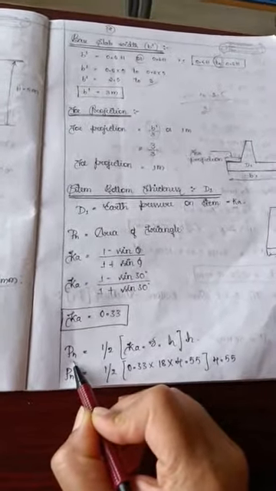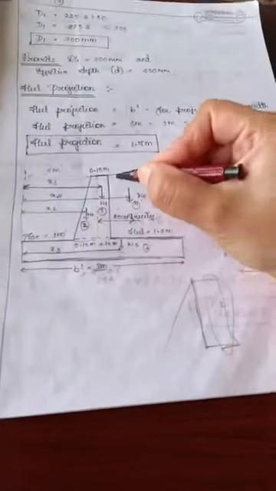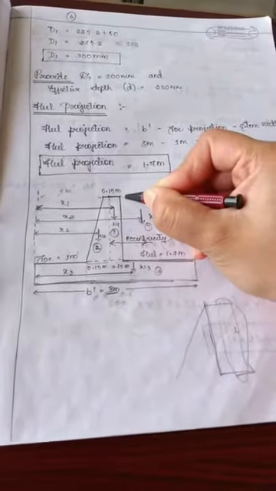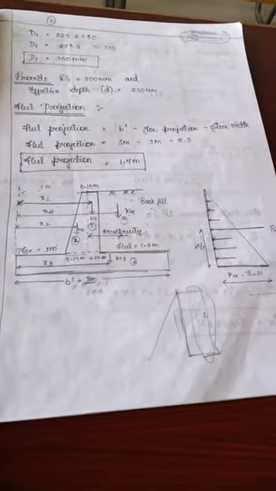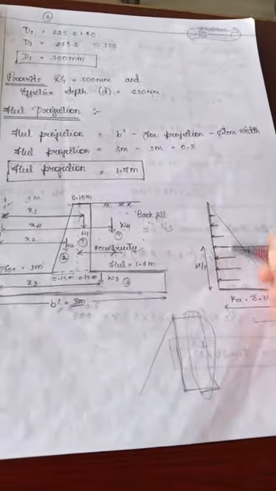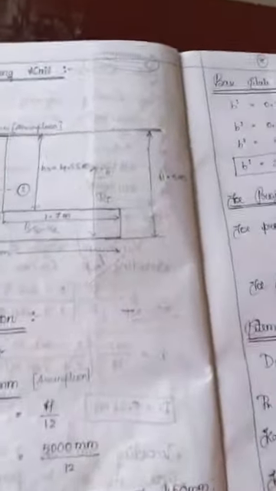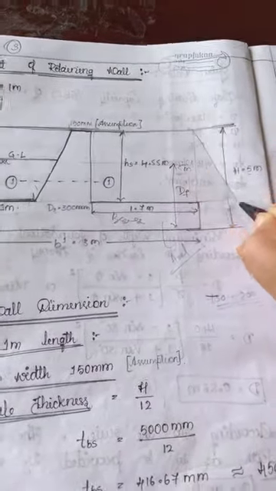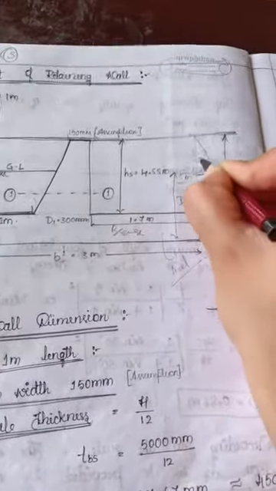Now we find the total pressure on the wall. As we observed in this diagram, this is the stem wall. The height of the stem is 4.55. The pressure acts in a triangular way, like this.